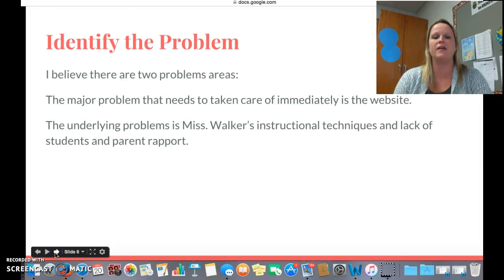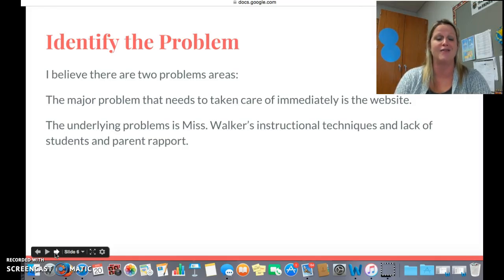Identify the problem. I feel that there are two problem areas. However, I do know that the major problem here is the threat, the internet, how it was used, the email that was sent to Mrs. Walker. So the major problem needs to be taken care of immediately. My theory, though, is that we have an underlying problem here that has to be addressed, that led to the major problem.